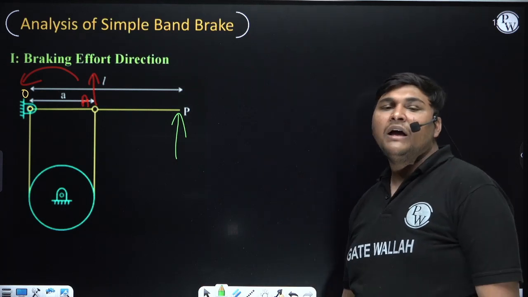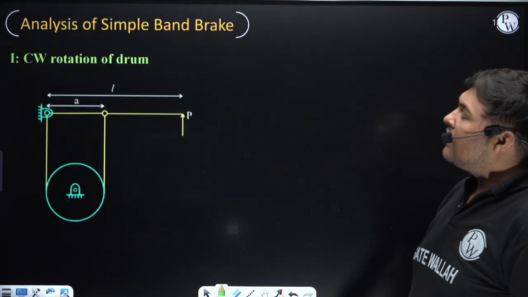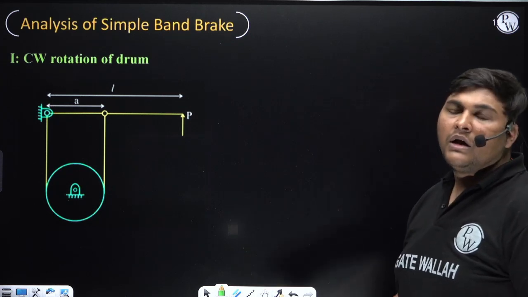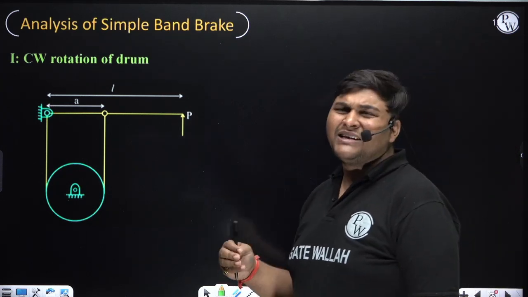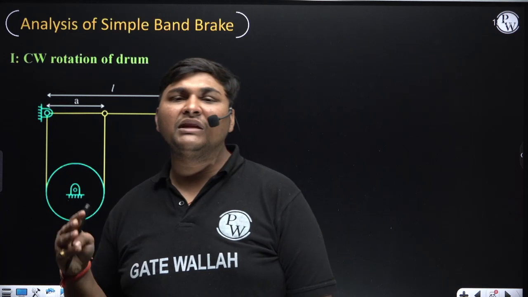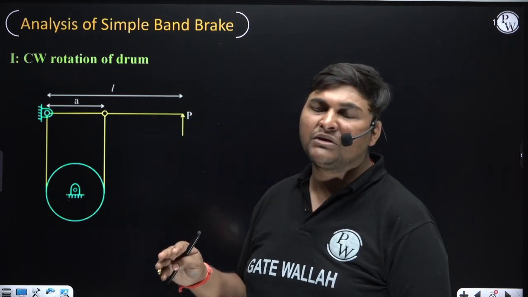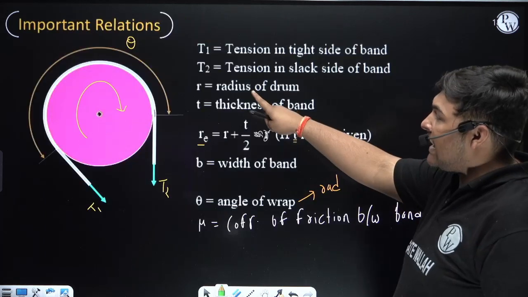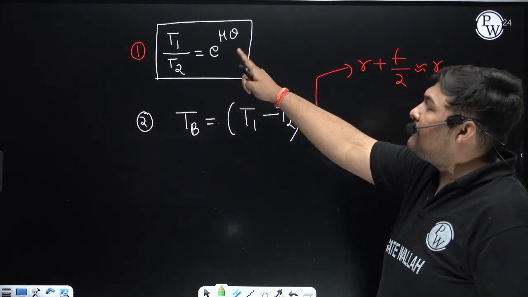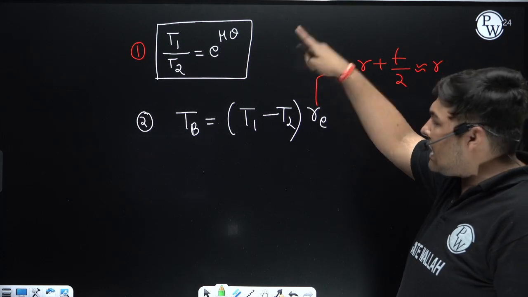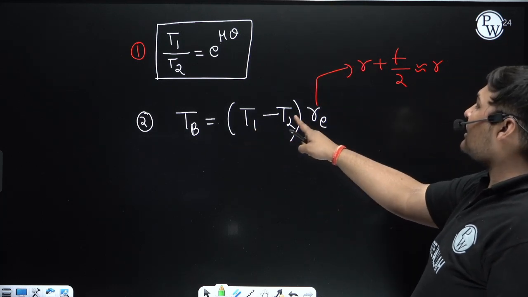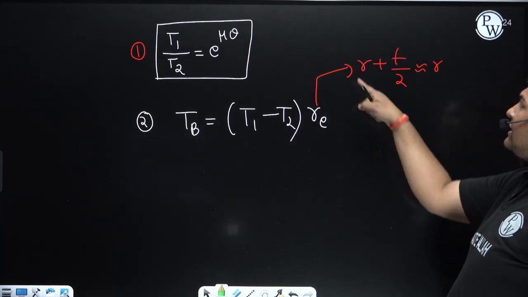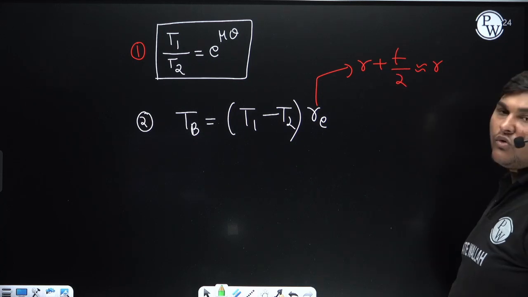Now we will do the analysis of this simple band brake, first for clockwise rotation of the drum, then for anti-clockwise. But whether the drum is rotating clockwise or anti-clockwise, whether it is a simple band brake or differential band brake, these relations are always valid. I will not write them again. Always T1 by T2 will be equal to e to the power mu theta. Always braking torque will be (T1 minus T2) into Re, and Re is this. If t is not given, take Re equal to R.